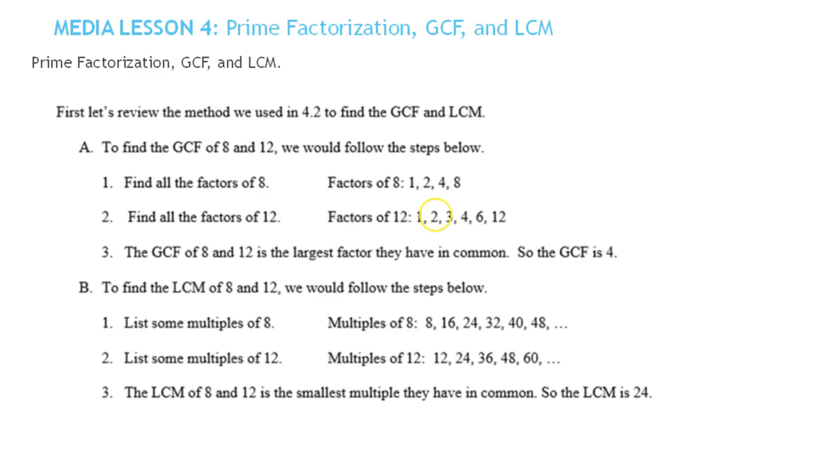Okay, so this can be a little bit tedious, and these aren't even really big numbers. When they're bigger numbers, you could have factor lists that go on for a while. To find the least common multiple, we said we can list some multiples of 8, list some multiples of 12, till eventually we see one that matches up. We had 48 and 24. The smallest multiple they have in common is 24. This method is okay when you have smaller numbers, but when you have larger numbers, listing multiples and listing factors can be really tedious.